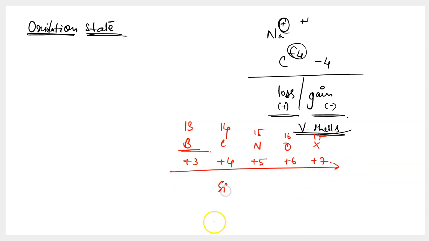And in case you're talking about silicon, because silicon also belongs to group 14, even for silicon it is +4. If you're talking about phosphorus, +5. If you're talking about sulfur, it is +6, because silicon, phosphorus and sulfur belong to groups 14, 15, 16 respectively. Okay? And I'm sure you know how to calculate oxidation state already.